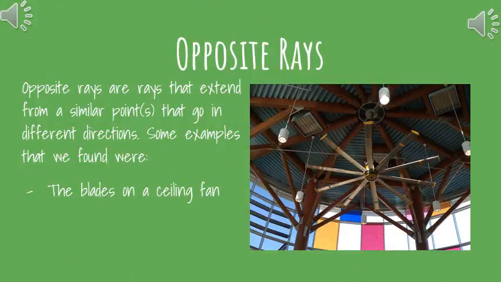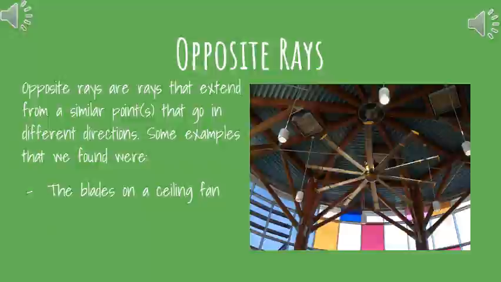Opposite rays are rays that extend from a similar point or points that go in different directions. Some examples that we found were the blades on a ceiling fan. Go to the next slide.